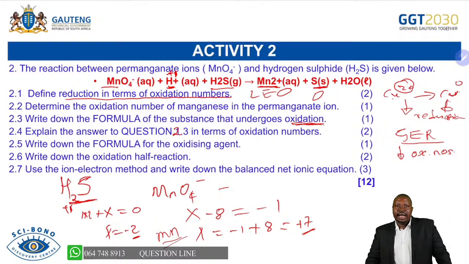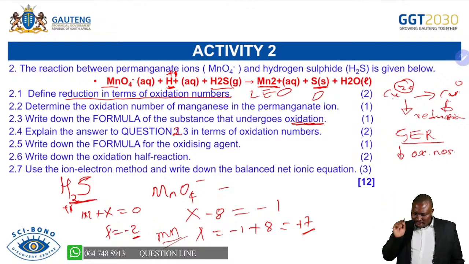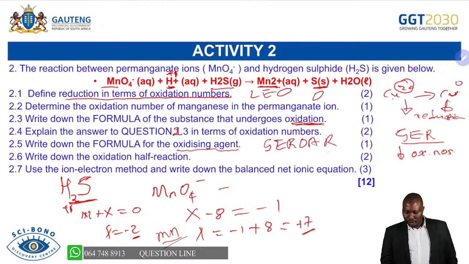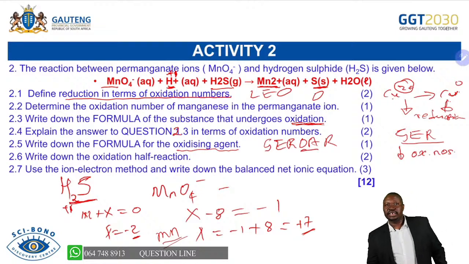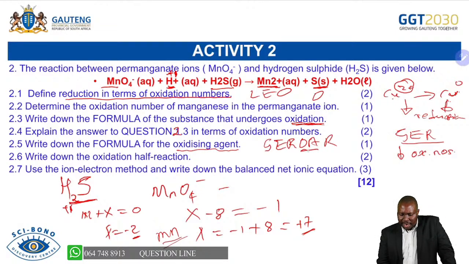Write down the formula for the oxidizing agent. Always remember the process is what will always remind you how to answer a question. Remember, when you talk about an oxidizing agent, you said it's a substance that undergoes reduction. So it's gaining electrons. An oxidizing agent is a substance which is reduced. So immediately when you say oxidizing agent, this must come to your mind: an oxidizing agent is a substance that undergoes reduction.